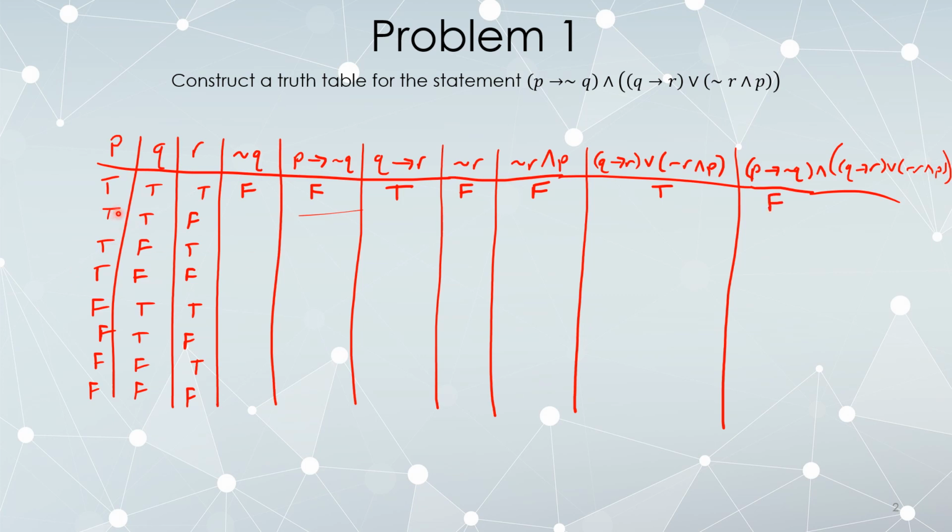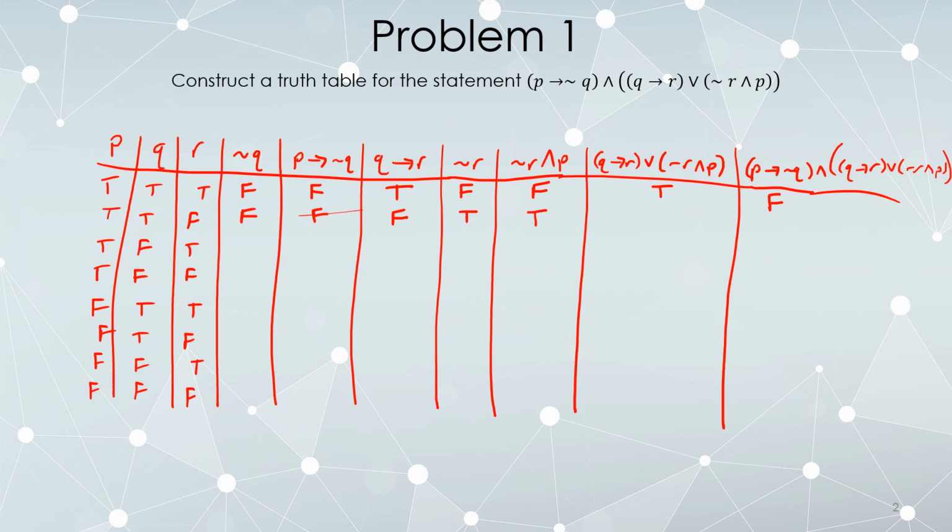In the second row, P is true, Q is true, R is false. Since Q is true, not Q is going to be false again. P is still true, and not Q is false, so this conditional statement is false. Q implies R. Well, now we've got Q is true, R is false, so this conditional statement is now false. Not R has become true. Now we have not R is true, and P is also true. So in this row, the statement not R and P is true.